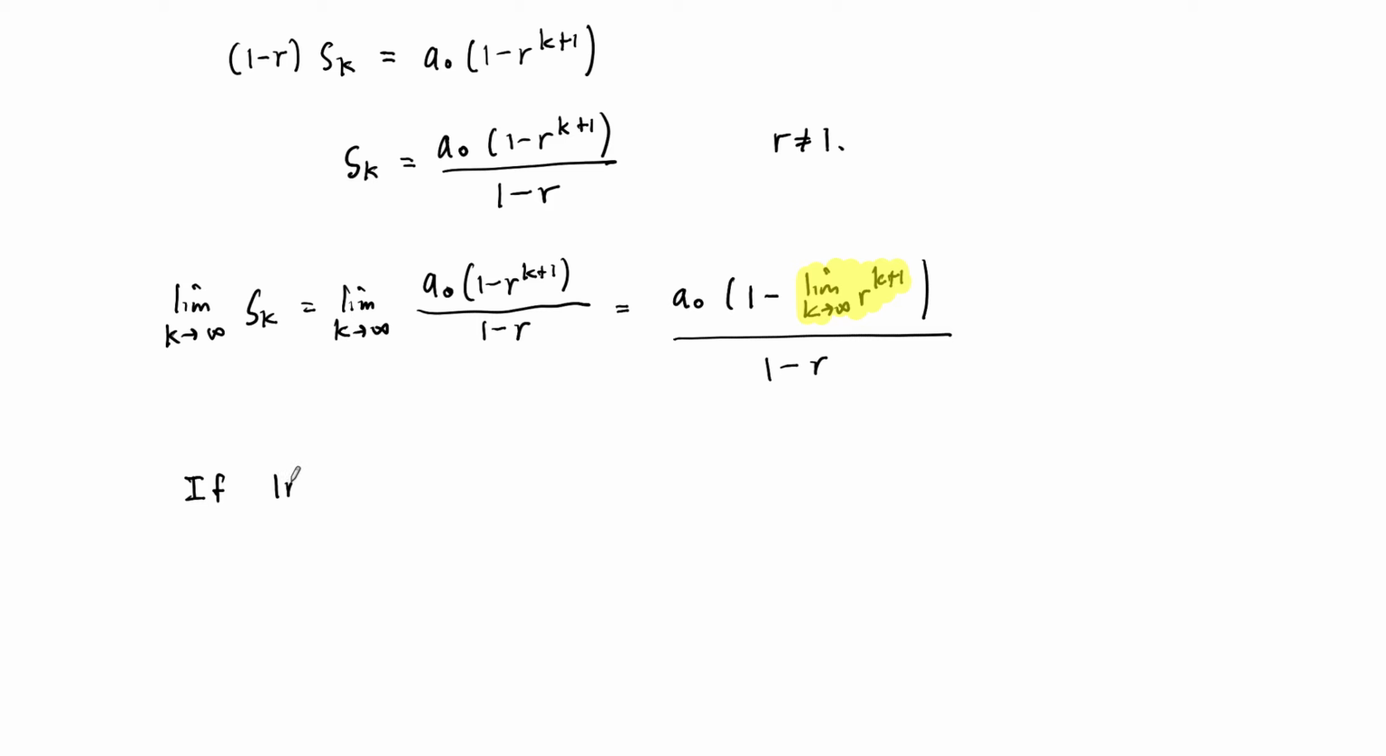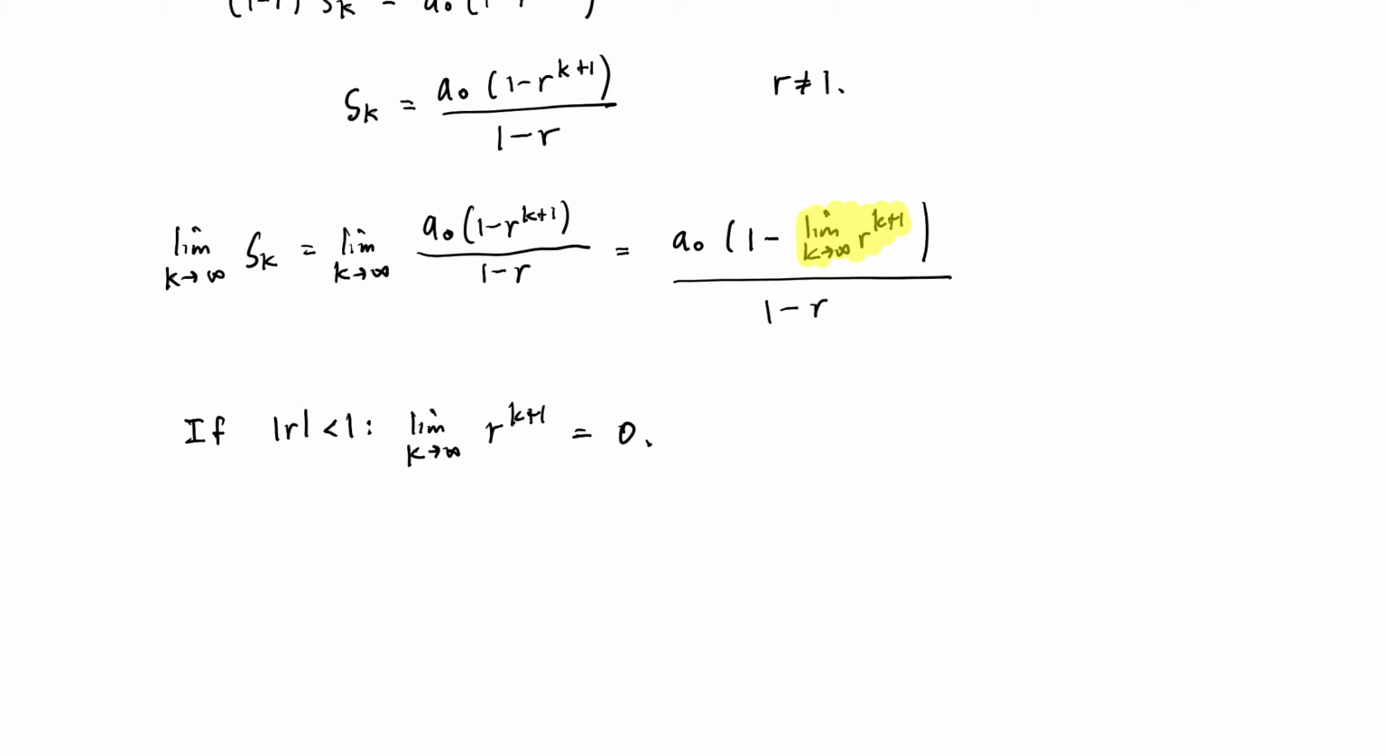But if indeed the absolute value of r is less than 1, then as you raise that number r, whose magnitude is less than 1, to bigger and bigger powers, that number is going to get smaller and smaller, right? So in this case, the limit as k approaches infinity of r to the k plus 1 is going to equal 0.